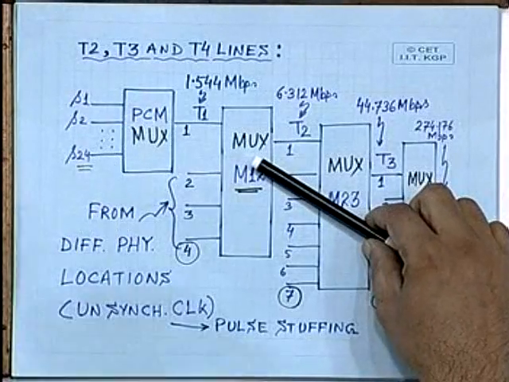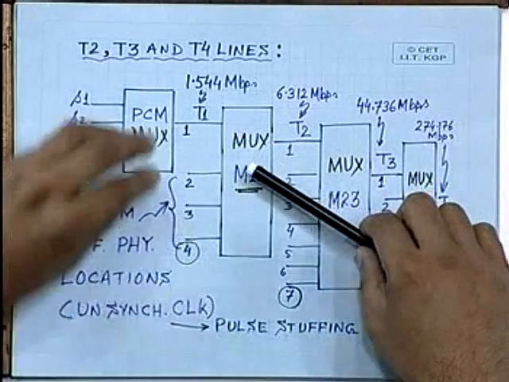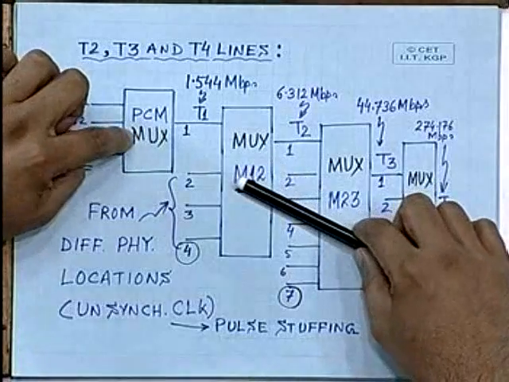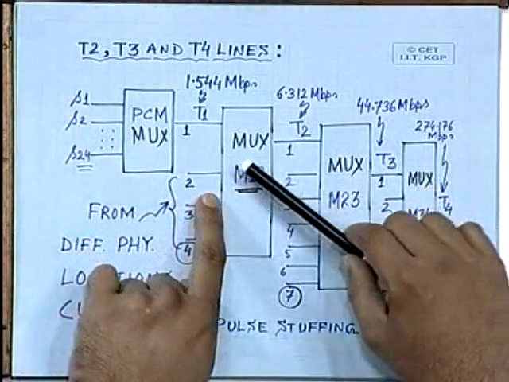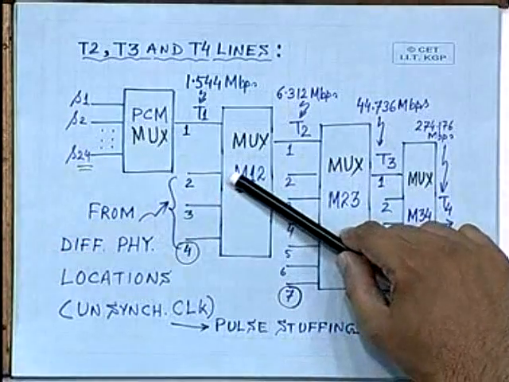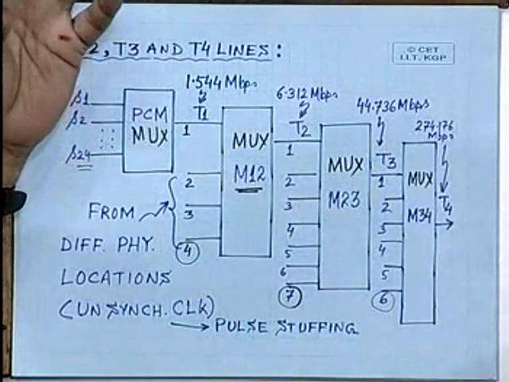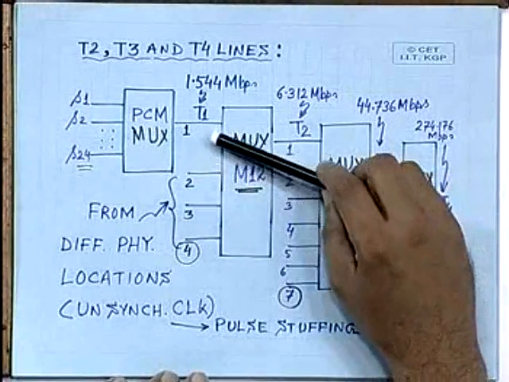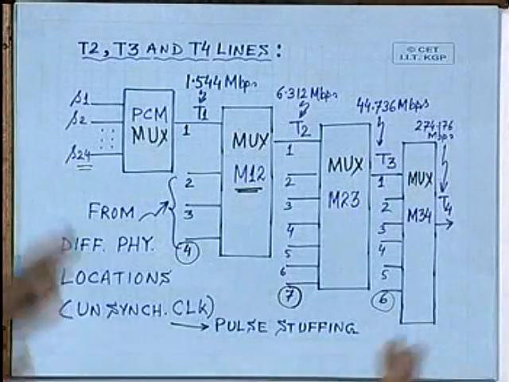Usually it so happens that these muxes are at physically different locations. These muxes may be located in small exchanges. Each exchange may have one such PCM mux which can multiplex 24 channels. So the second input may come from another small exchange at a different physical location. So they have independent but quite stable oscillators for their timing signal generation. So the inputs at this multiplexing stage may not come from the same place.